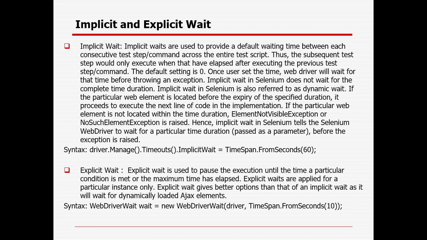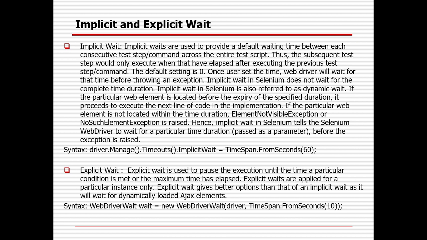Implicit waits are used to provide a default waiting time between each consecutive test step or command across the entire test script. Thus, the subsequent test step would only execute when that time has elapsed after executing the previous test step or command. The default setting is 0. Once the user sets the time, WebDriver will wait for that time before throwing an exception.